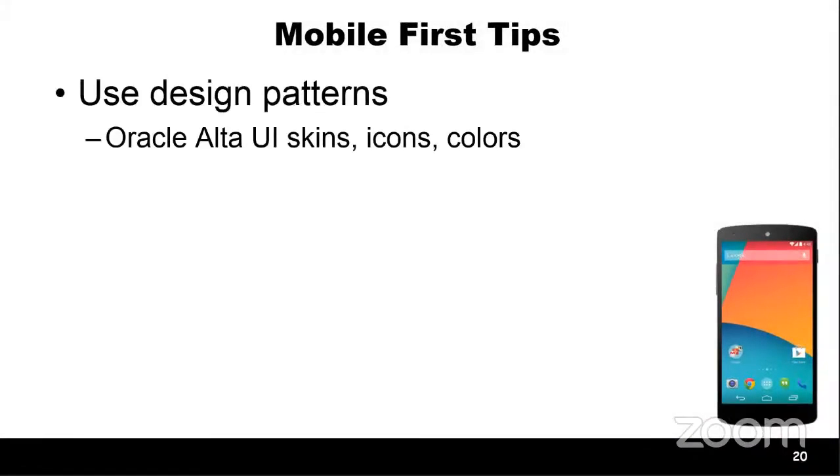So some tips: using design patterns is a good thing. I'll show the Alta UI design pattern and standards later, but find something like that where there's been effort on user testing to come up with standards that will work for different types of screens. So you use that pattern, and then you incorporate all the work that's gone on to figure out how that works the best.